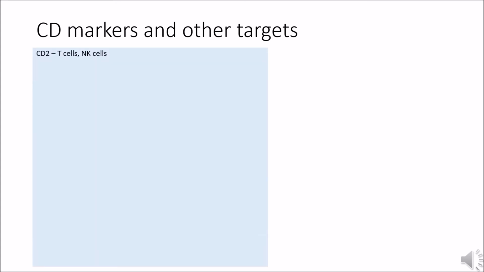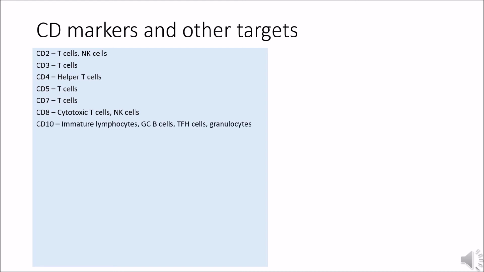CD2 is a transmembrane protein on T cells. CD3 is the signaling component of the T cell receptor complex and present on mature T cells and cytoplasmic and immature T cells. CD4 is a co-receptor for MHC class II found on T helper cells and monocytic cells. CD5 and CD7 are both T cell transmembrane proteins. CD8 is a co-receptor for MHC class I found on cytotoxic T cells and NK cells. CD10 is a zinc metalloprotease found on immature lymphocytes, germinal center B cells, T follicular helper T cells, and granulocytes.